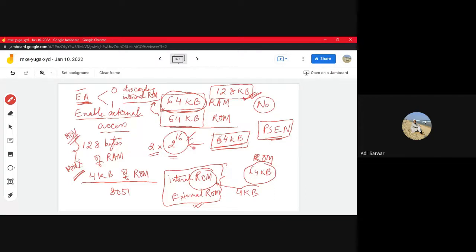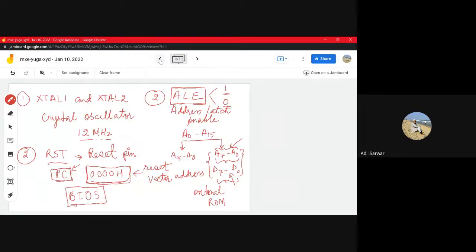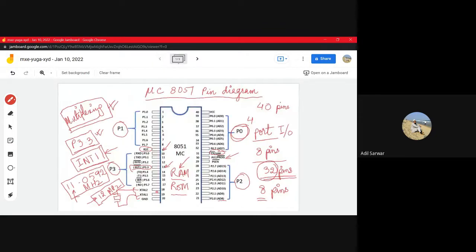Okay, so let's move to some other pins. We have this ground and VCC. VCC is connected to plus 5 volts and ground is grounded. So these two pins are connected to one 5-volt power supply, and the other is grounded. Then let's talk about the various IO ports.